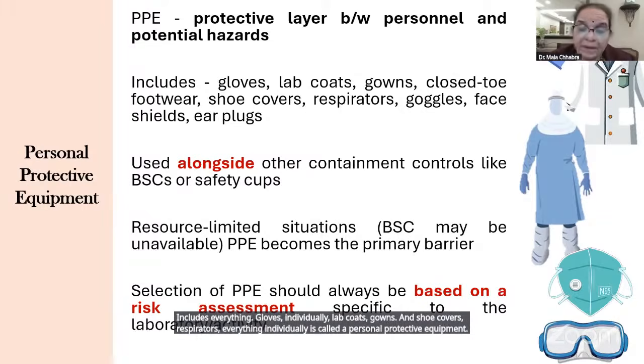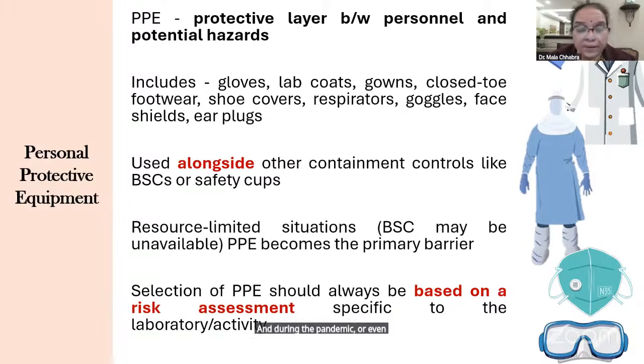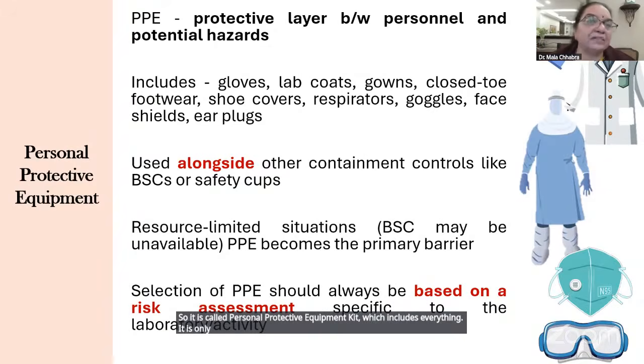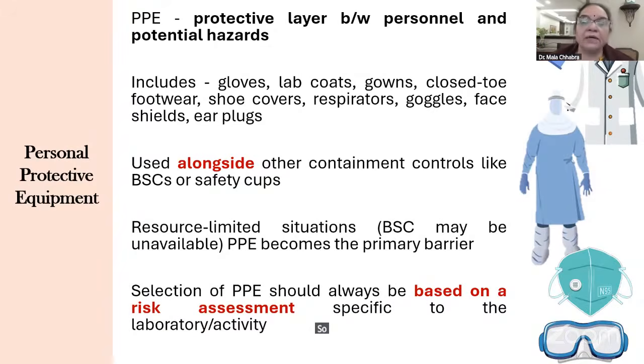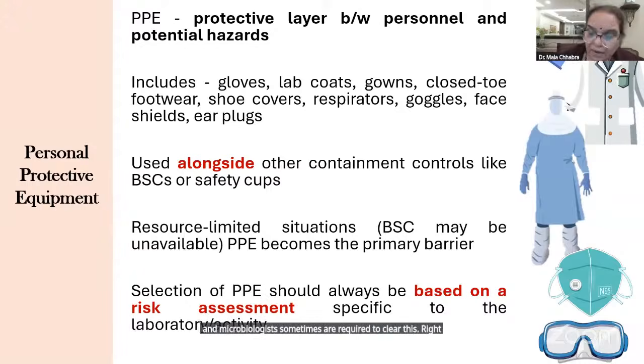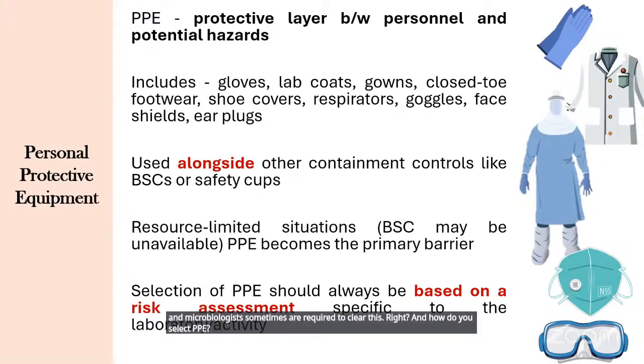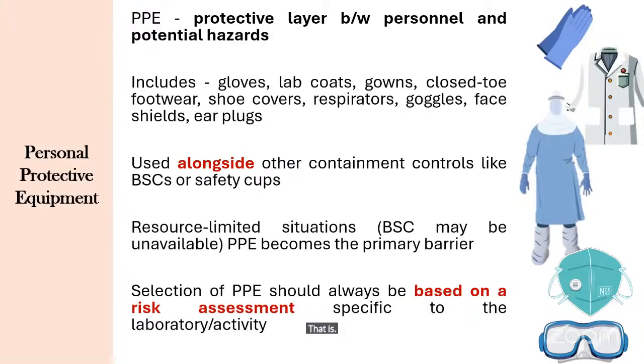And during the pandemic or even before in outbreak situations, we make a kit out of it. So it is called a personal protective equipment kit, which includes everything. It is only for convenience. So if people say PPE, you have to clarify to them that each is a personal protective equipment. So this confusion occurs, and microbiologists sometimes are required to clear this, right? And how do you select PPE? That is again based on risk assessment.